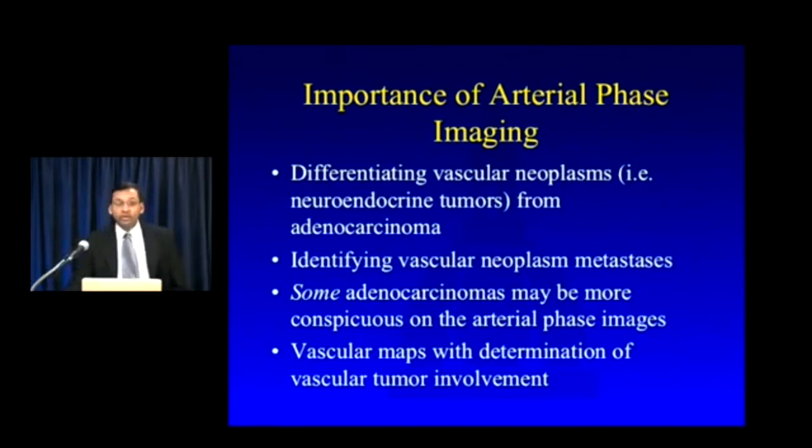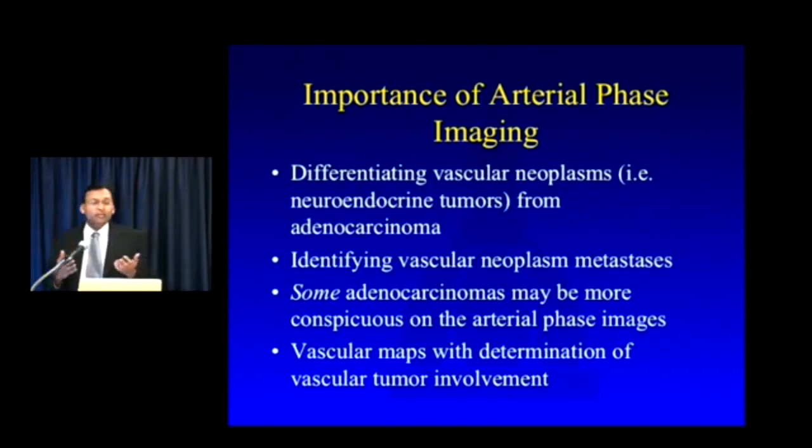It's also important in cases of neuroendocrine tumors in terms of identifying vascular metastases. Whether it's lymph node mets or liver metastases from a neuroendocrine tumor, they are going to be most evident on the arterial phase. Now, even though arterial phase imaging is most important for neuroendocrine tumors, it is worth noting that there are rare cases where adenocarcinomas will be more conspicuous on the arterial phase, and having both of those phases together increases your odds of catching a subtle tumor.